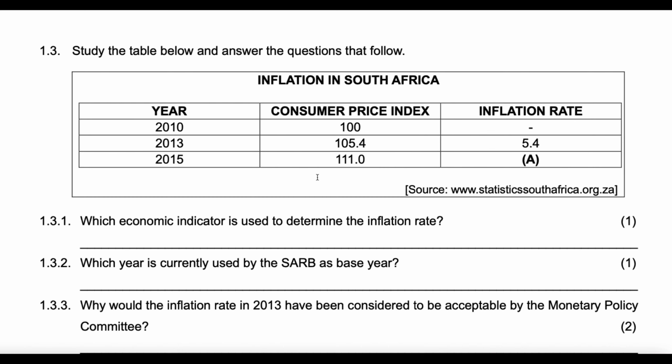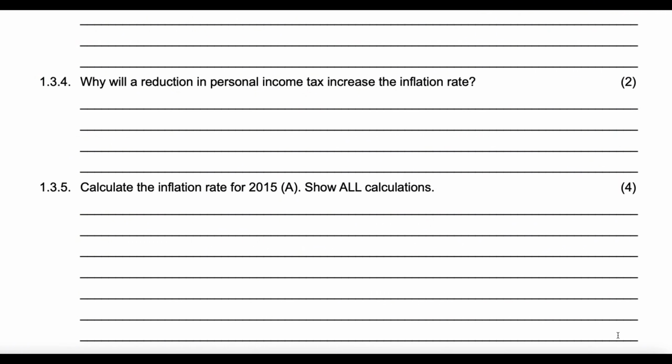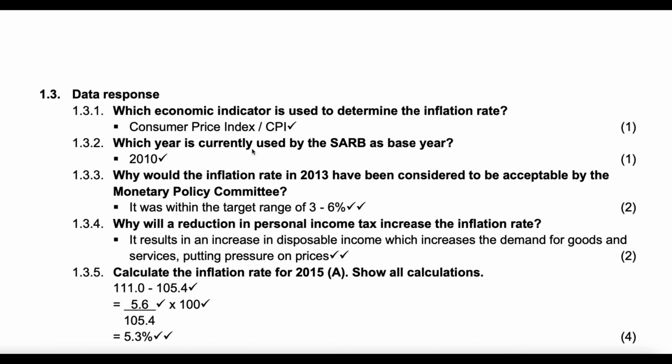Okay, so if we want to calculate inflation for a year, we look at the previous year, and then we subtract. So in this case, it will be 111 minus 105.4 times 100. It's as easy as that. Well, I'm not going to do it in my head. I'm just going to show it.